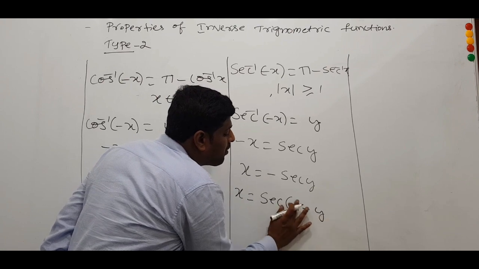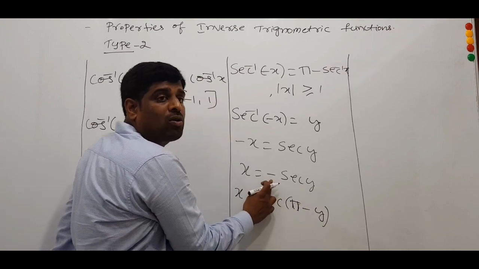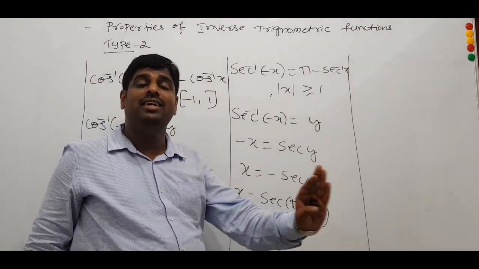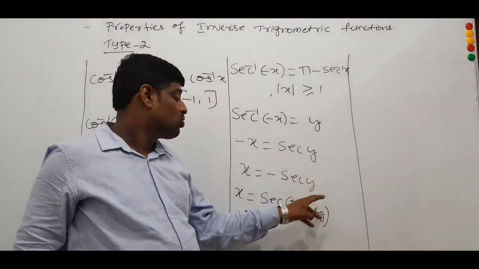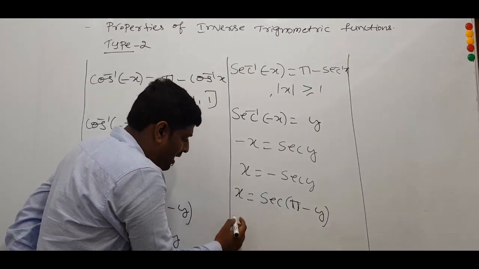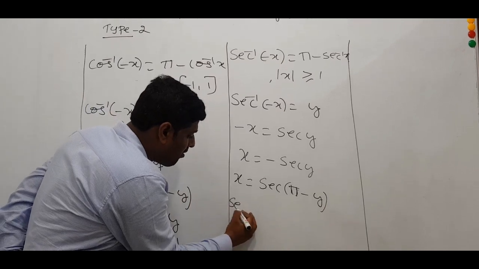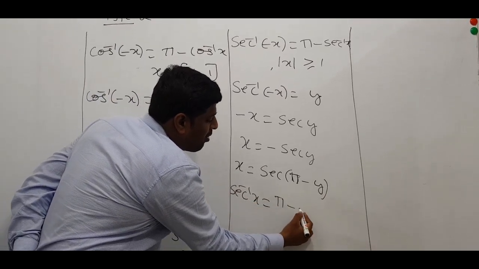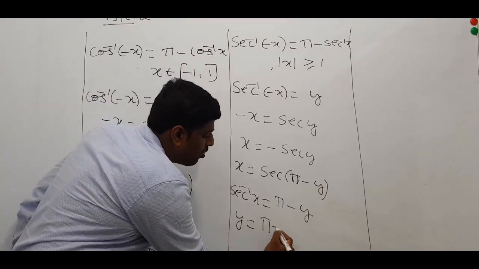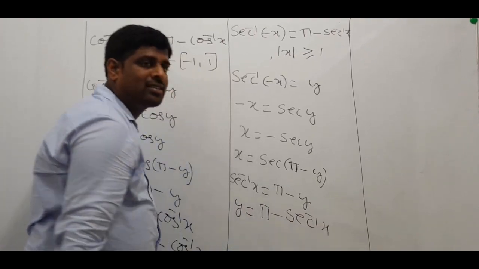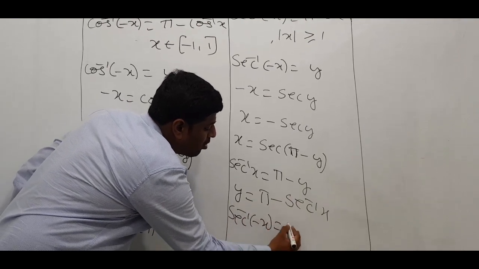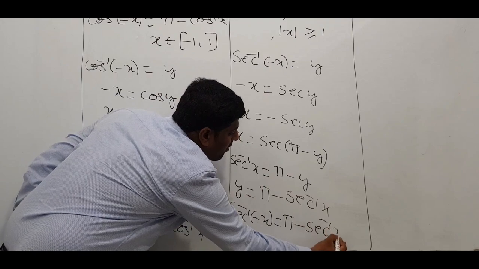180 minus y. Secant of 180 minus y is equal to minus secant y. This one you already studied in all angles: secant 180 minus theta is equal to minus secant theta, and 180 minus theta is present in the second quadrant. Now this secant shifts to the LHS, secant inverse x is equal to pi minus y. Now I want to find the y value: y is equal to pi minus secant inverse x. Substituting the y value, secant inverse of minus x is equal to pi minus secant inverse x.